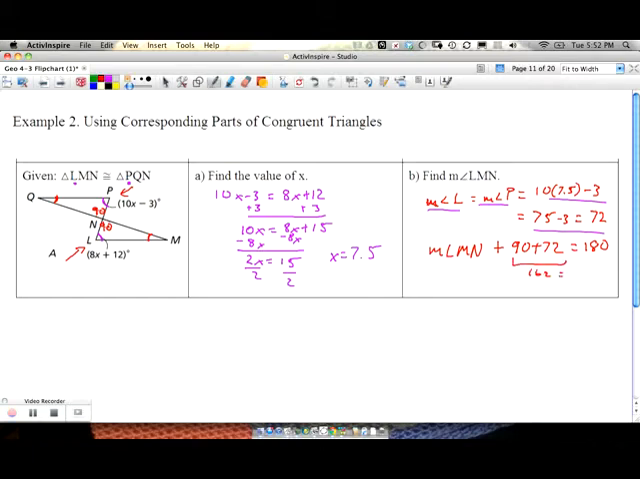So I combine like terms, I get 162 plus measure of angle LMN equals 180. Ooh, looks like I forgot the angle symbol on the last one. So when I subtract 162 from both sides, measure of angle LMN equals 18 degrees. So right here, this little piece, that's 18 degrees. And this piece here, that's 18 degrees as well. Excellent. Next.